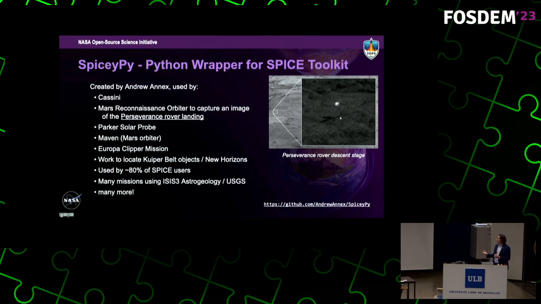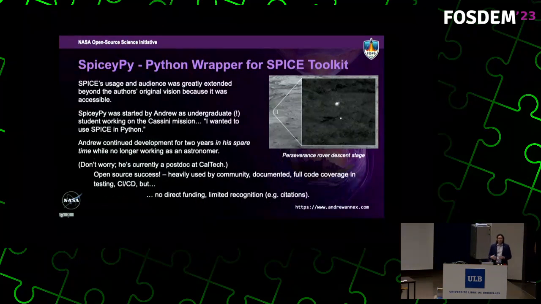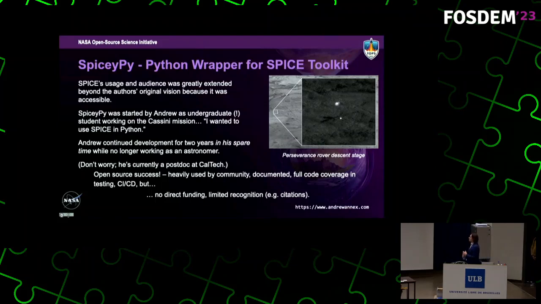And it's been used in a wide range of different missions. It's now used by 80% of all SPICE users. It's been used in Cassini and the Mars Orbiter. But Andrew developed this when he was an undergraduate. He was working on the Cassini mission, and probably like a lot of people, he just wanted to use SPICE and Python. At the time, there wasn't a way to do it, and so he solved the problem. He developed it and released it as open source software, and everyone else started using it as well.